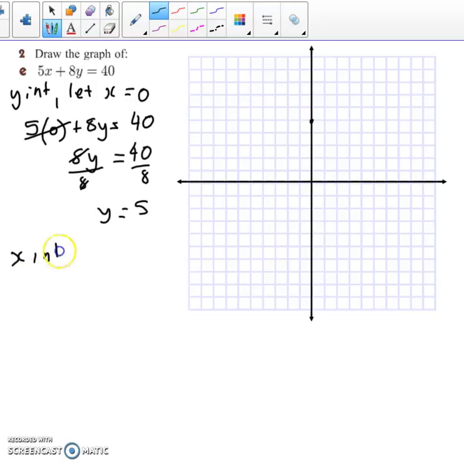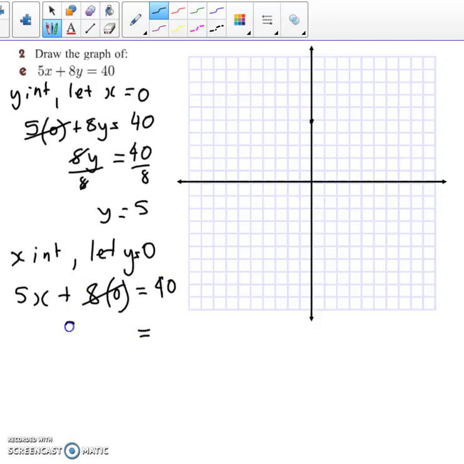Now we want to find the x-intercept, just the opposite. So we let y in our formula equal 0. So this time it'll be 5x plus 8 times 0 instead of 8 times y is 40. That'll cancel out because 8 times 0 is nothing, leaving us with 5x equals 40. To get x alone, divide both sides by 5, they cancel. We've now got x is equal to 40 divided by 5. 40 divided by 5 we know is 8. So on the x-axis we can come across 2, 4, 6, 8 spots. So we've now put that in.